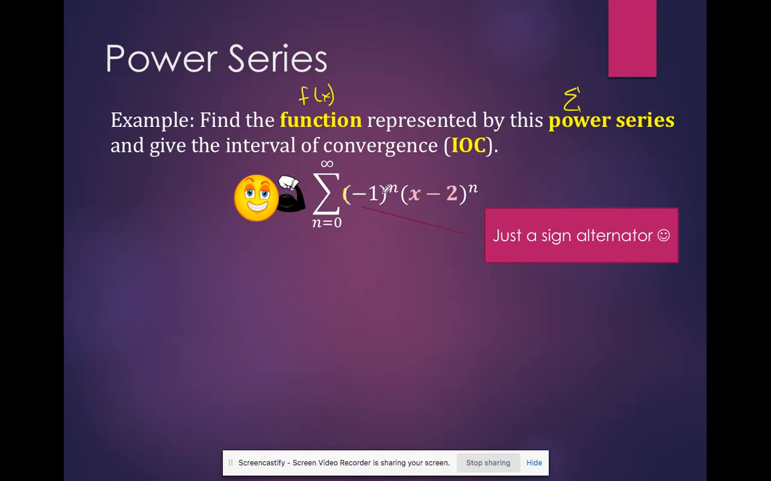So I have a sign alternator. I don't really need to worry about the sign alternator in a lot of my thinking. I need to try to recognize geo. That's the only fallback I have right now. Is this geometric? It's some common ratio raised to the n. That's geometric. But notice I have a shift on x. So I have the center at 2.